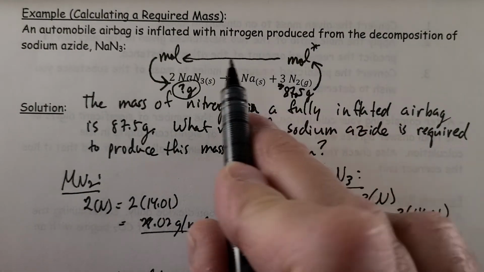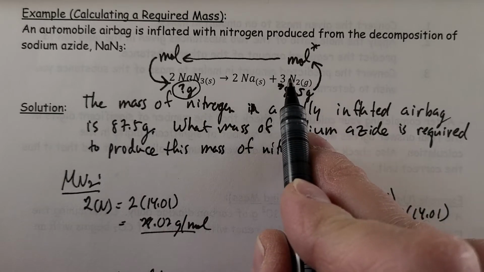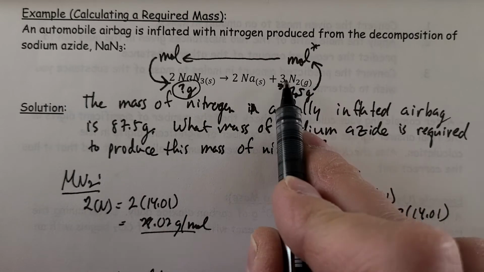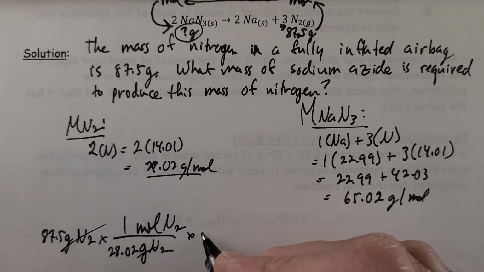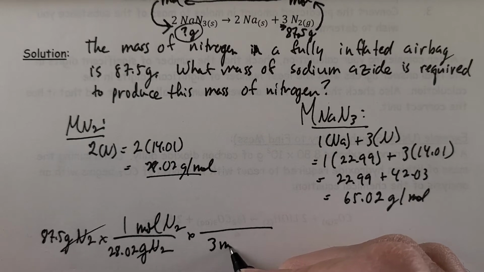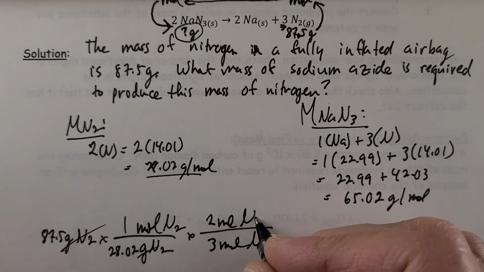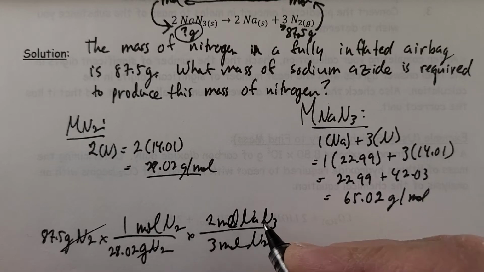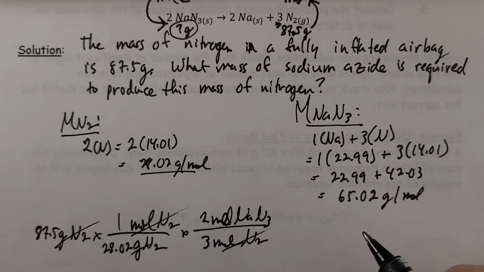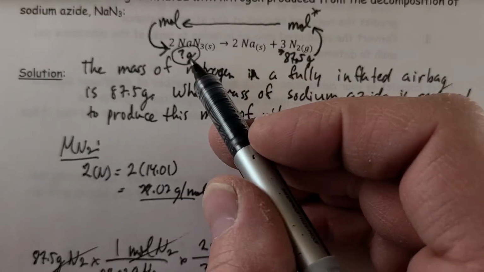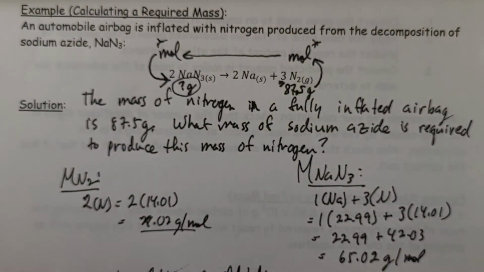Now we have to go from moles to moles. So what goes on the bottom? 3 moles of nitrogen to 2 moles of sodium azide. And of course the units cancel, so we know that we're doing it right. And we are now here.